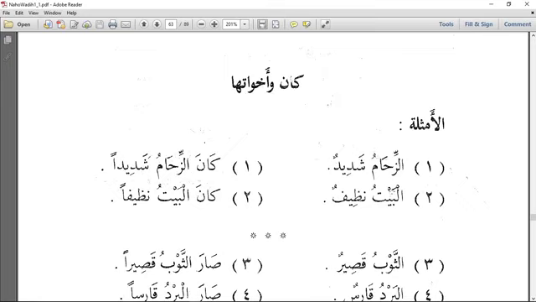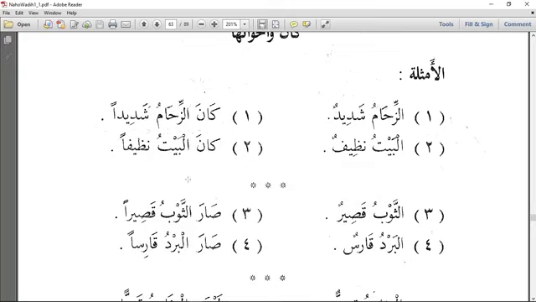So the second example, al baytu nadhifun, the house is neat. Kana al baytu nadhifan, the house was neat. So al baytu is the ismu kana, nadhifan is the khabaru kana.